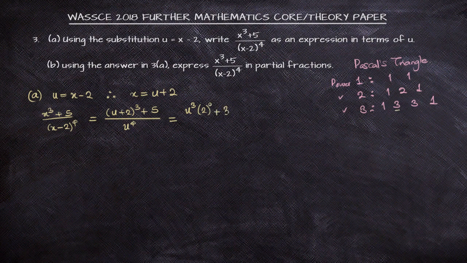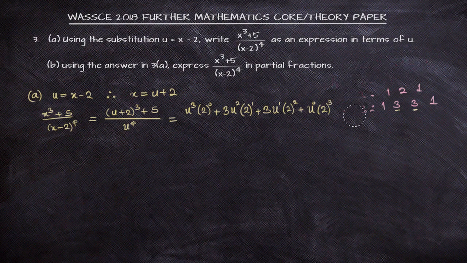I will explain that. Plus, now we have 3 u raised to power 2 multiplied by 2 raised to power 1, plus again the second 3 multiplied by u raised to power 1 multiplied by 2 raised to power 2, and then we have 1 u raised to power 0 multiplied by 2 raised to power 3. Let me clear the board and then I will explain this.